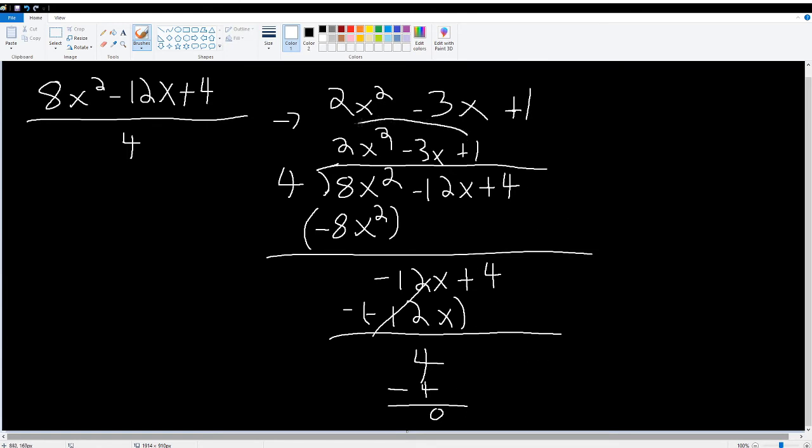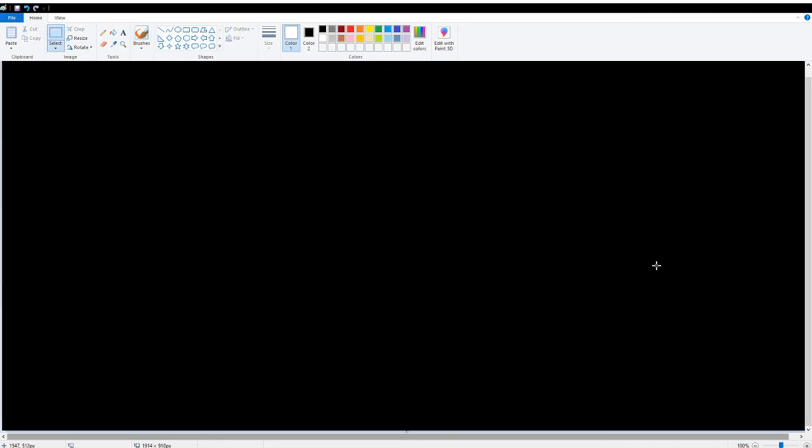So as you can see, we do get the same quotient throughout. And you can also simply see that if I multiply the quotient by 4, I would get back 8x squared minus 12x plus 4. Okay, let's do another problem.